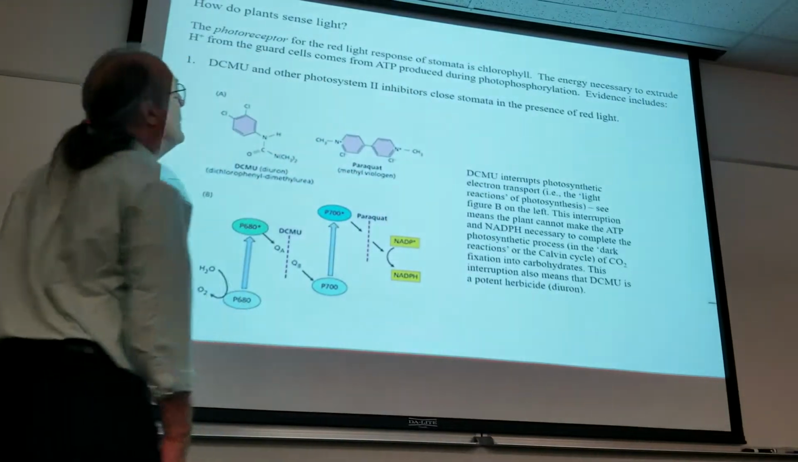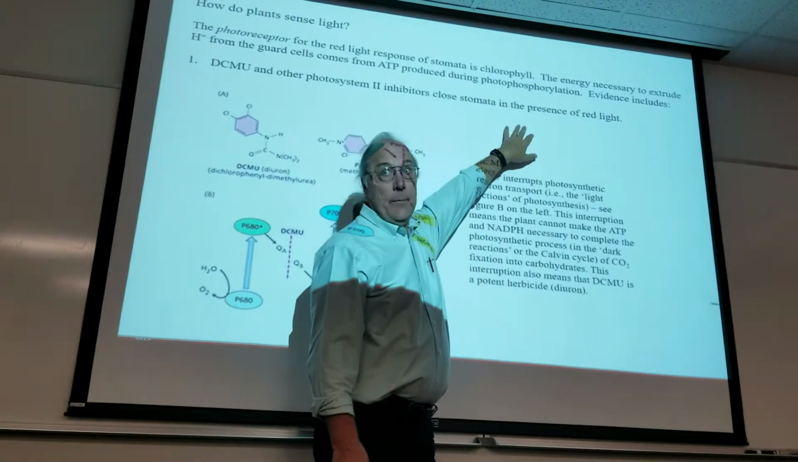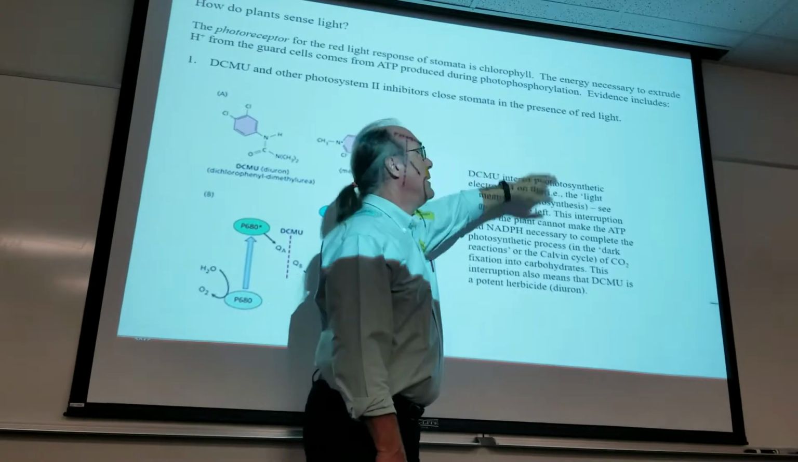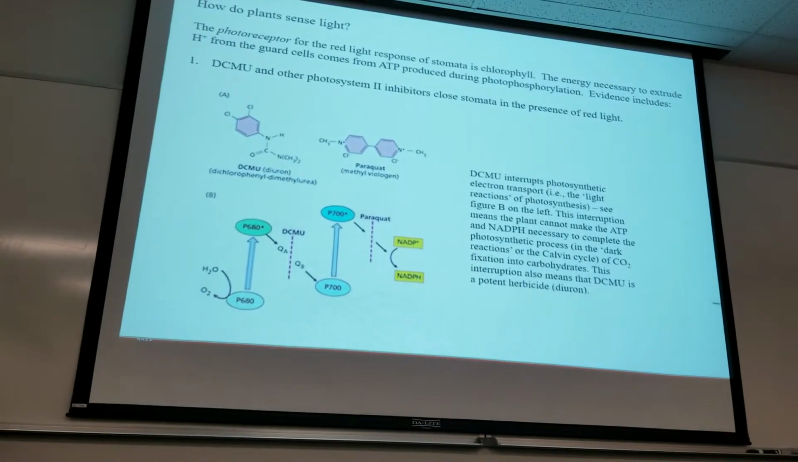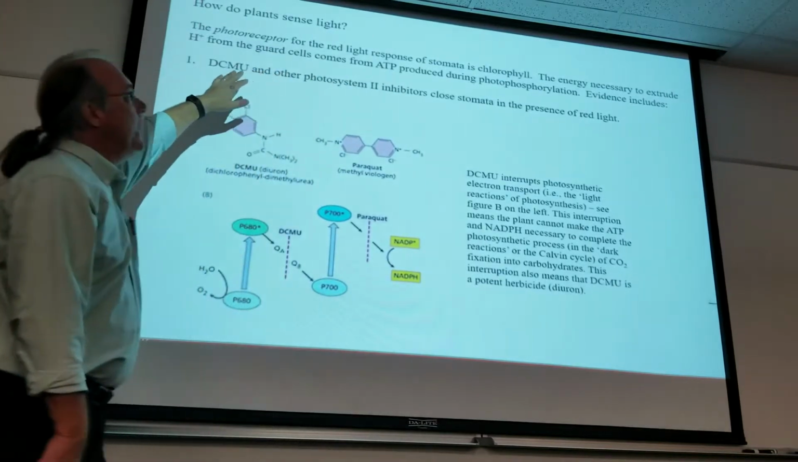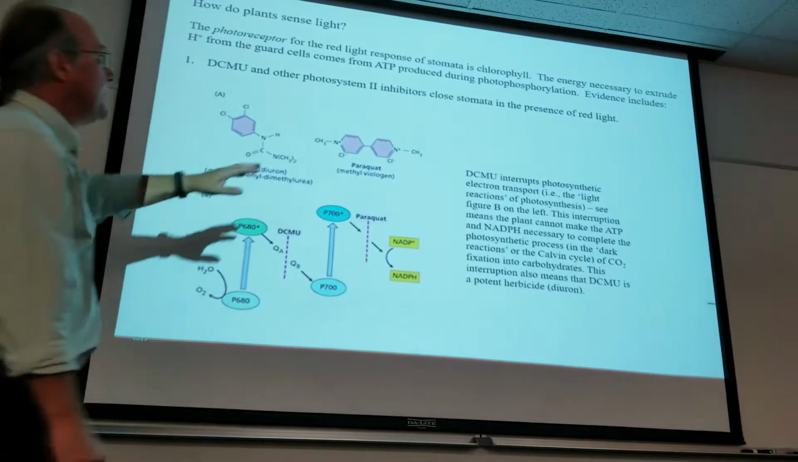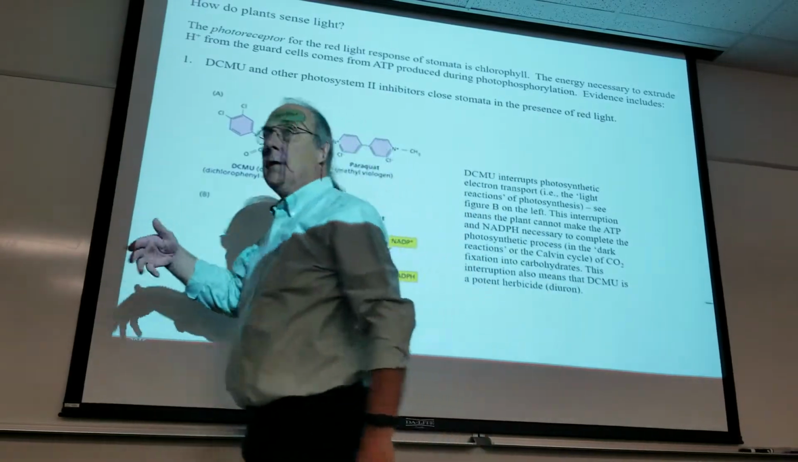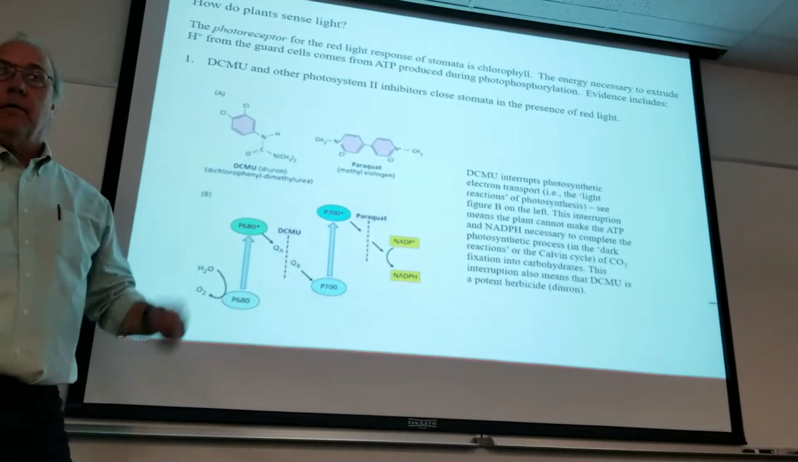How do we know that? Well, DCMU closes the stomata in the presence of red light. So you got open stomata, you can start in the dark, turn the red light on, or turn the light on, stomata open. Put DCMU there, and the stomata close. Not only is the photoreceptor chlorophyll, but the energy to pump protons out into the apoplast comes from photophosphorylation, right? Comes from production of ATP through photosynthetic electron transport in the Z scheme in the chloroplasts of the guard cells.